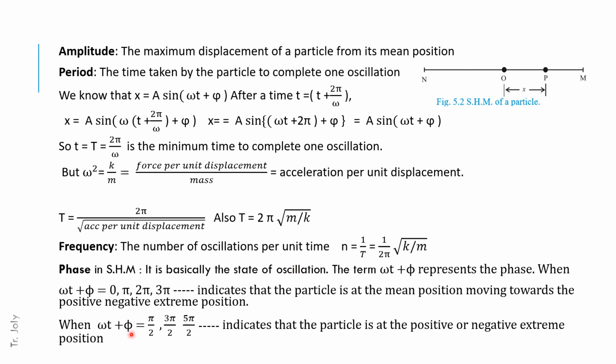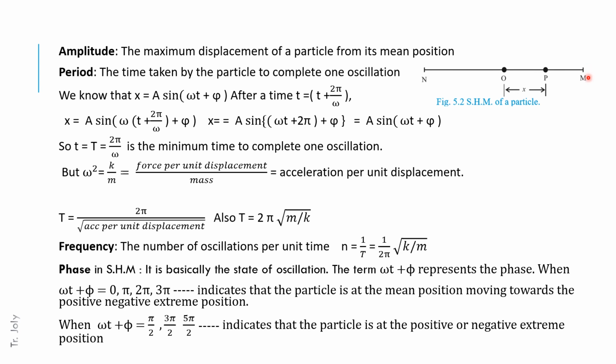Suppose when omega t plus phi, that is when phase, is equal to pi by 2, 3 pi by 2, 5 pi by 2, in all these cases the particle is at the extreme position, either the positive or the negative extreme position.